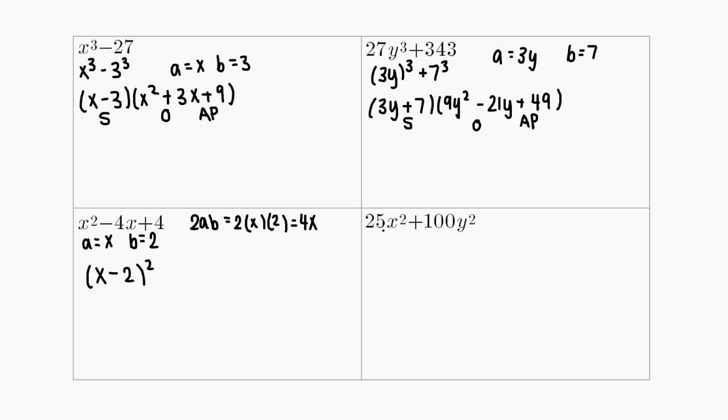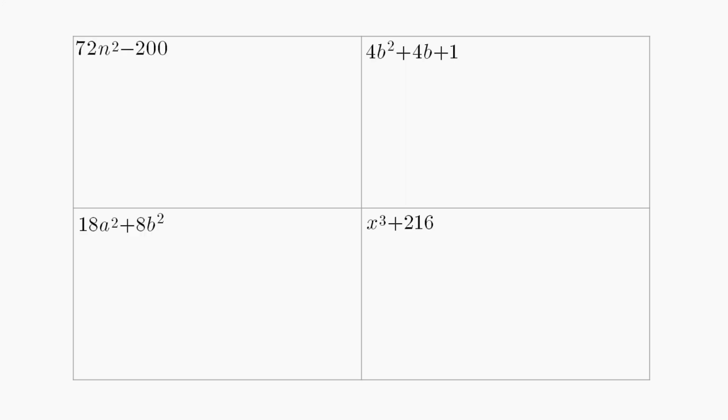Let's start by factoring out this 25. This becomes 25 times x squared plus 4y squared. Now, is there anything else we can do? x squared, that's a square, and 4y squared could be written as 2y squared. So here we have the sum of squares. So we know that this is prime. So this becomes our final factorization.